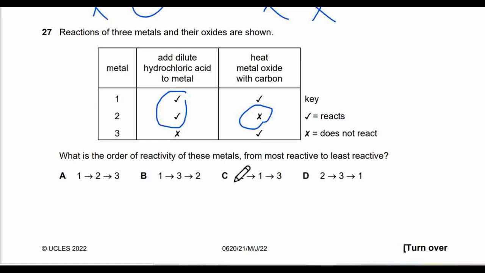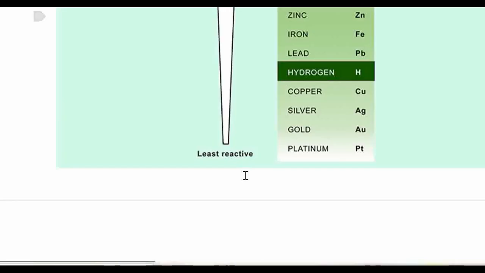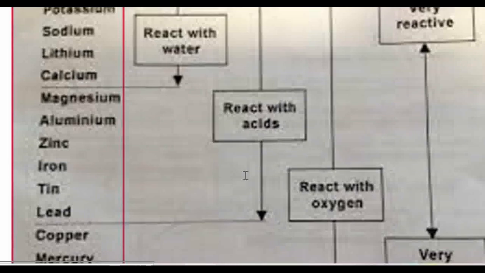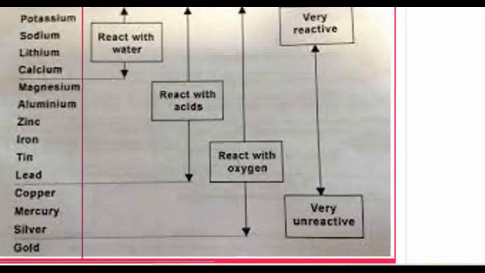So 2 will be the first, followed by 1, and 3 will be the last. Our answer will be C for question 27. So I hope that is clear. So the more reactive metal is at the top of the list. It reacts with water, with acid, with oxygen. And the less reactive is at the bottom.